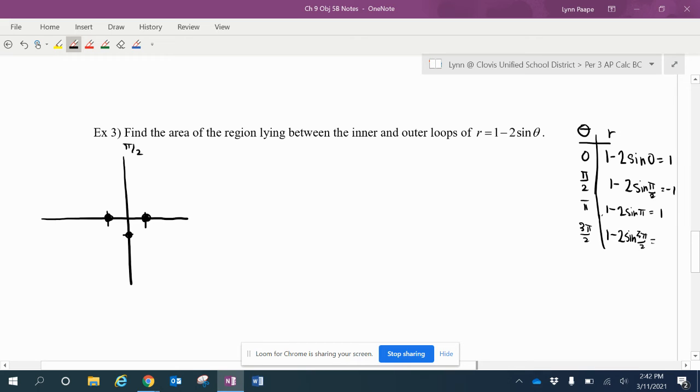So that would be sine of 3 pi over 2 is -1. So that would be 1 plus 2. So that would be 3. So we have another limacon. So we have kind of that heart shape and the inner loop. And so we want to find the area that is in between the inner and the outer loops. So we're looking for this section right here.